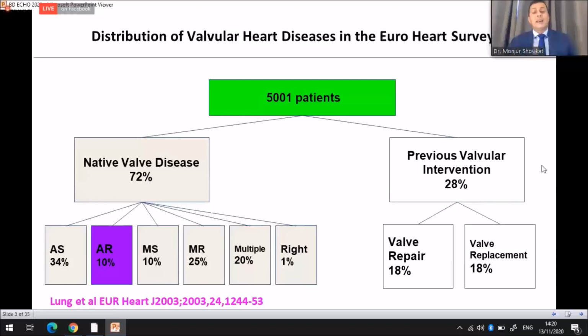Let us start. This is a small European study, around 5,000 patients, on the distribution of valvular heart disease in the EuroHeart study. I think you can see the reference; it was published back in 2003 in the European Heart Journal. What you can see here is that around 34% of patients presented with aortic stenosis, around 10% with native valve disease, and 10% with aortic regurgitation. Mitral stenosis is not very common, and MR and AS are the two biggest challenges in European countries.